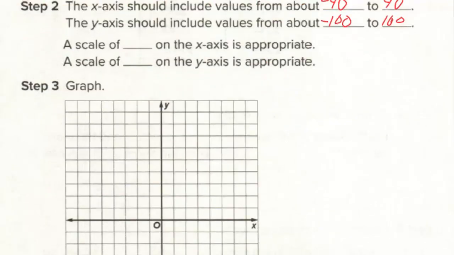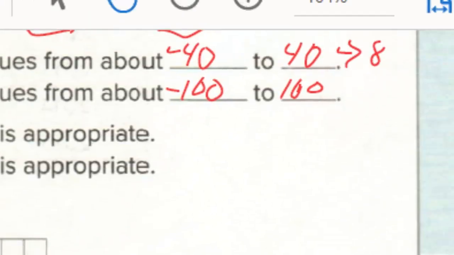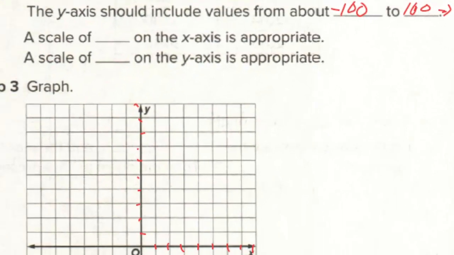To complete step 2, we have to come up with a scale for the x-axis and the y-axis. If we look at our graph, you can see we go 1, 2, 3, 4, 5, 6, 7, 8. We're going 8 in the x direction, and 1, 2, 3, 4, 5, 6, 7, 8, 9, 10 in the y direction. So how about we make the x-axis a scale of 5, because 5 times 8 is 40, so it'd be 40 in both directions. And the y values are going 10, and we need to go up to 100. So 10 times 10 is 100. So how about we make that a scale of 10?